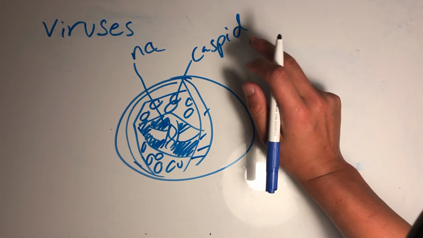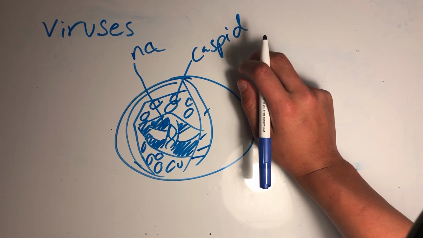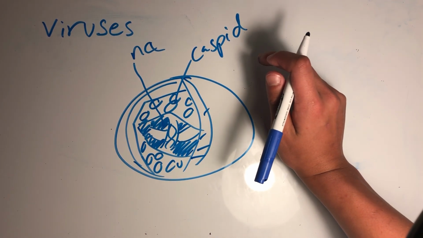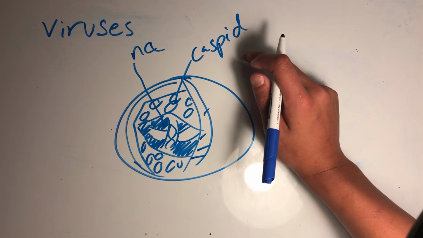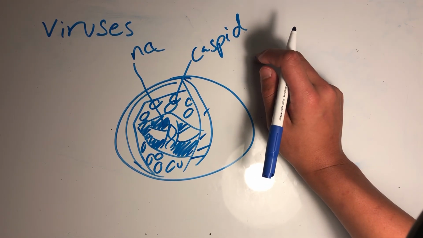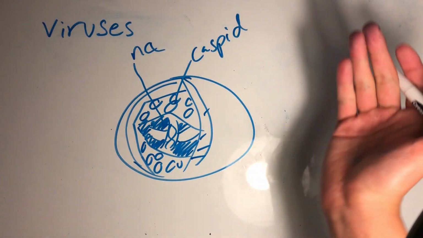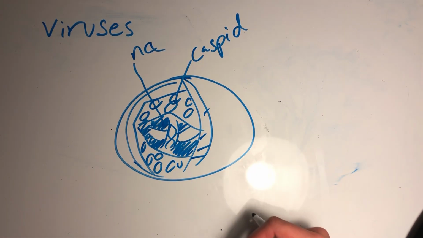The capsids are usually an important part because capsids are usually what determines the shape of the virus. And it basically encloses the nucleic acid, because you can't just have nucleic acid floating around.